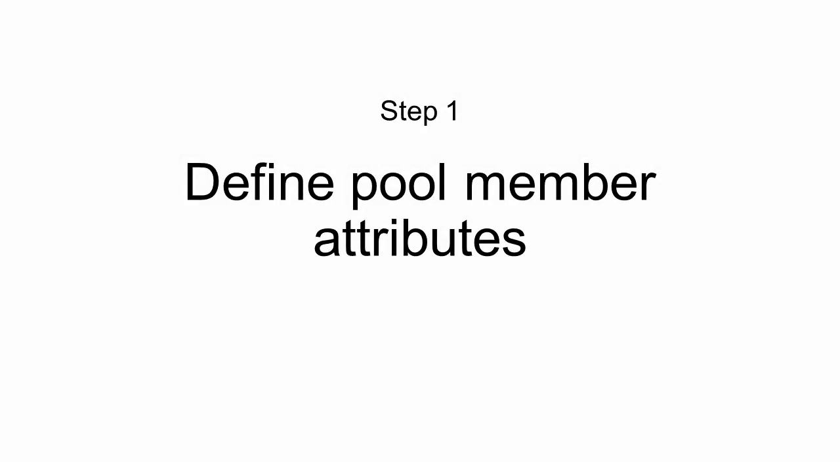The first task is to define attributes of future pool members. Anytime a new application server instance is created in AWS, BIGIP will add it to the pool. BIGIP needs a little additional information about what attributes this new pool member should have.